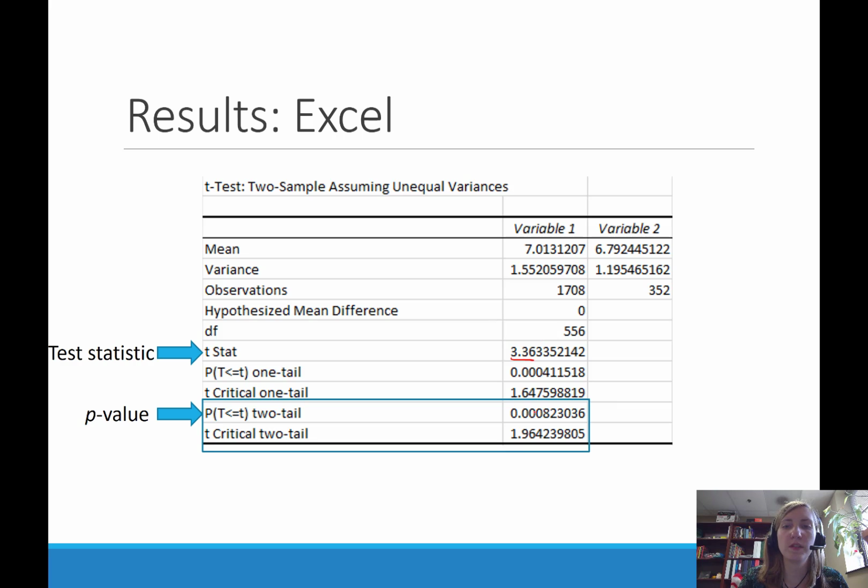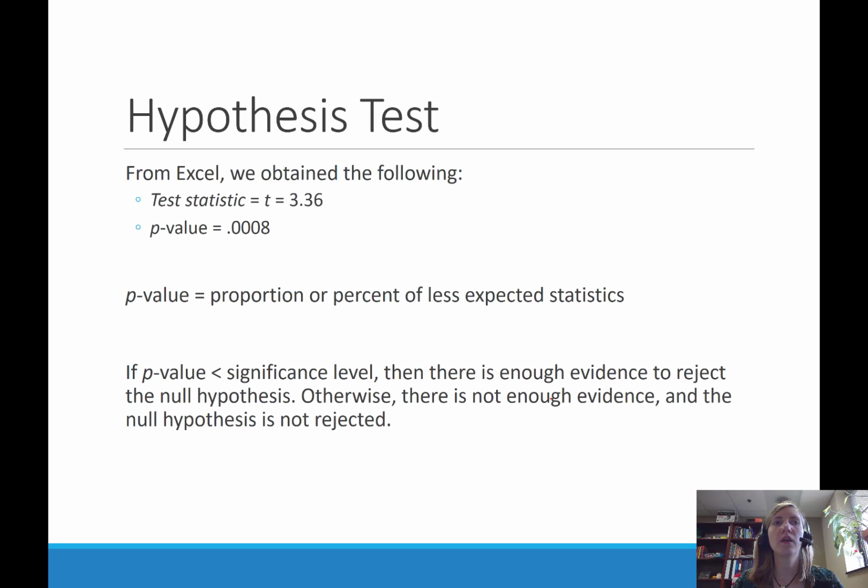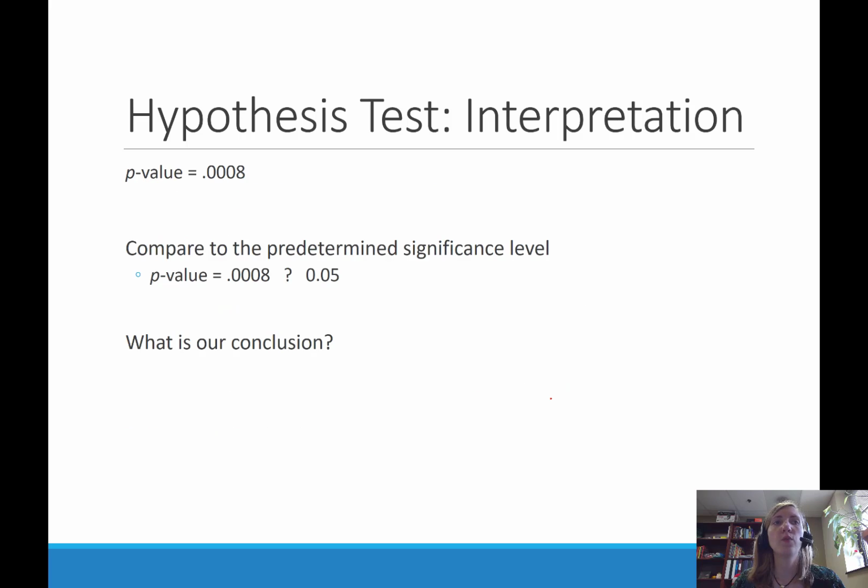The p-value is 0.0008. Remember that if the p-value is less than the significance level, 0.05, then there is enough evidence to reject the null hypothesis. Otherwise, the null hypothesis is not rejected. We compare 0.0008 to 0.05. Please pause this video now and determine whether 0.0008 is greater than or less than 0.05 and what the conclusion would be. Since 0.0008 is less than 0.05, we reject the null hypothesis.